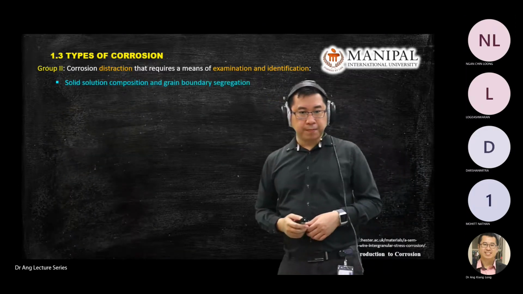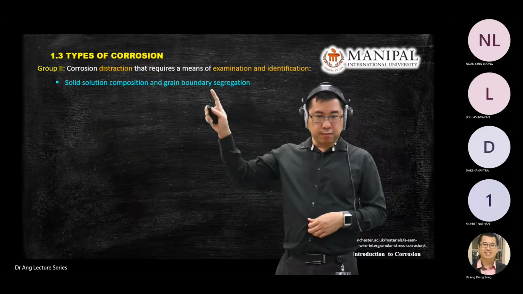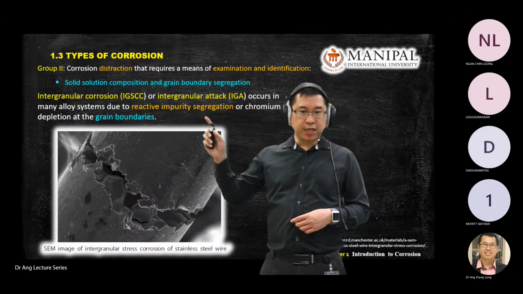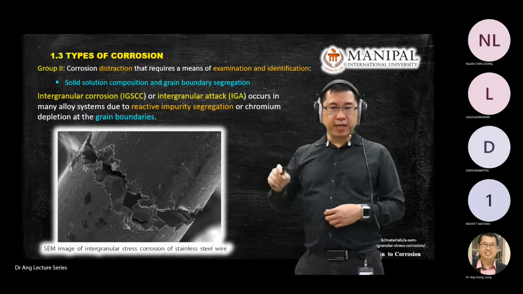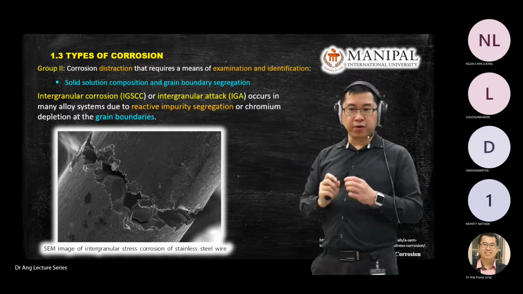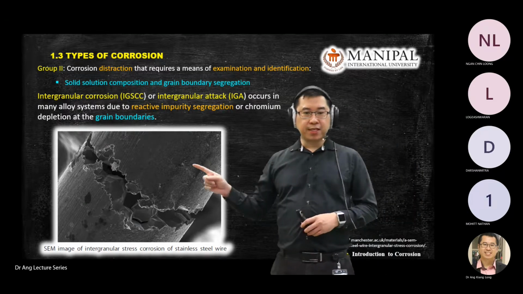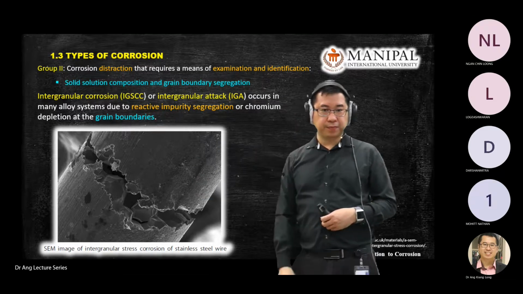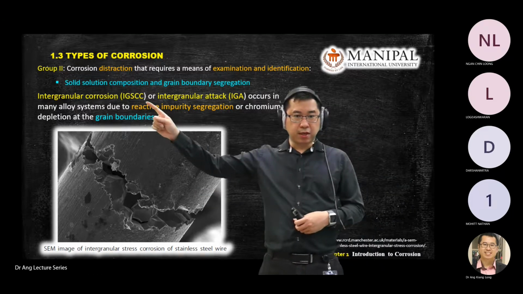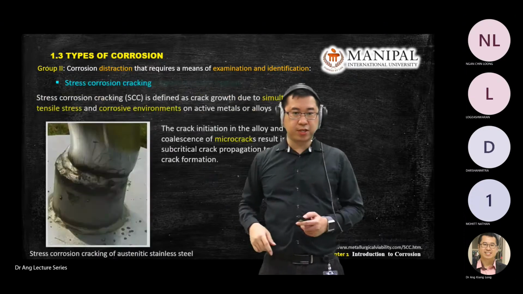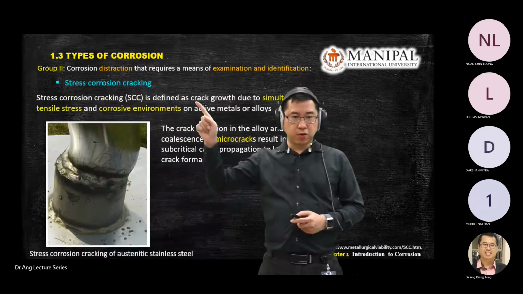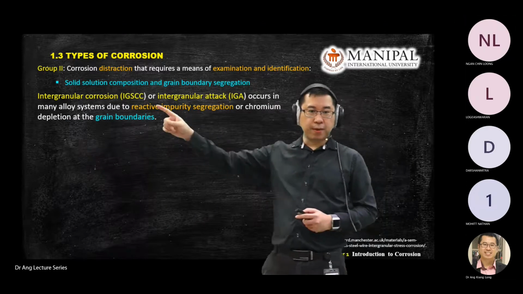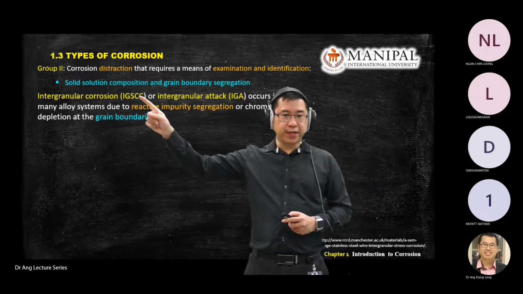Okay, so let's look at the second group. These are other types that fall under group 2, where you need careful examination, and actually a micro crack has already happened. This type of corrosion is called intergranular corrosion, IGSCC. Again, recall what SCC is. SCC is stress corrosion cracking. Under stress corrosion cracking, it can be a very small dimension. It can go up to intergranular corrosion, which falls under the SCC category.